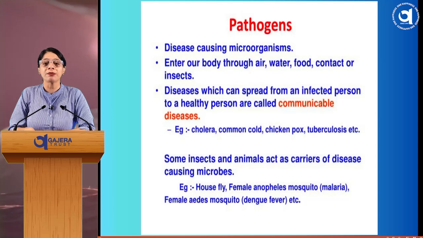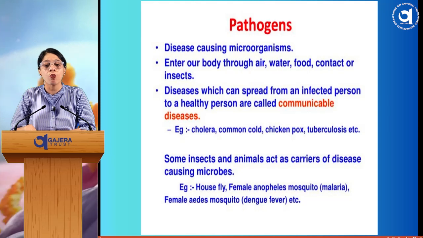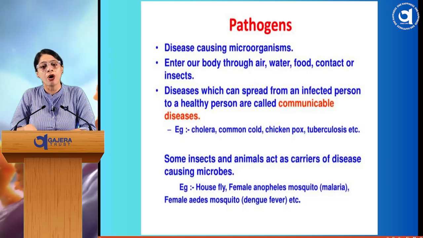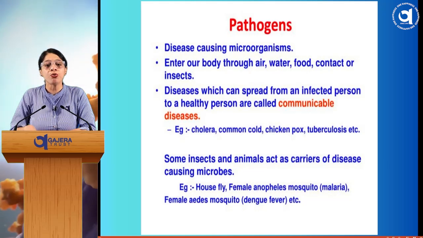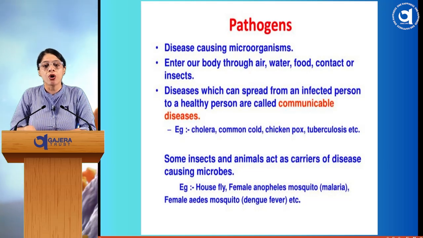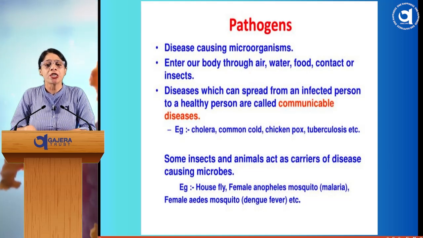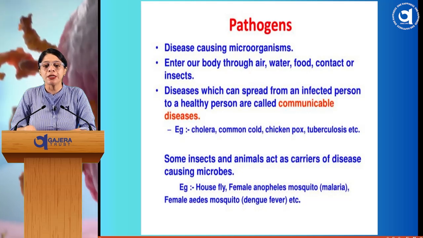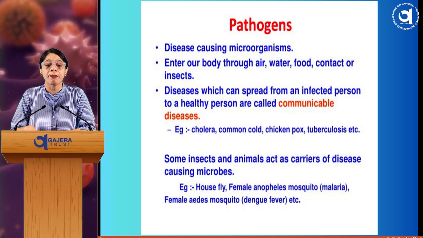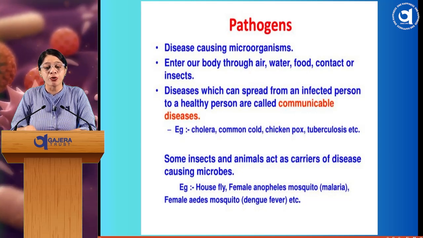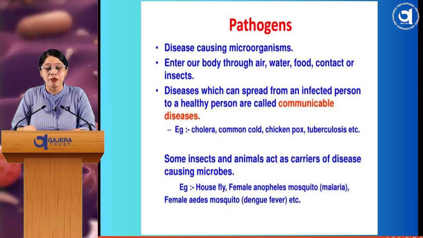First of all, what are pathogens? Disease-causing microorganisms enter our body through air, water, food, contact or insects. Diseases which can spread from an infected person to a healthy person are called communicable diseases. For example, cholera, common cold, chickenpox, tuberculosis, etc. Some insects and animals act as carriers of disease-causing microbes. For example, housefly, female Anopheles mosquito, which causes malaria, female Aedes mosquito, dengue fever, etc.